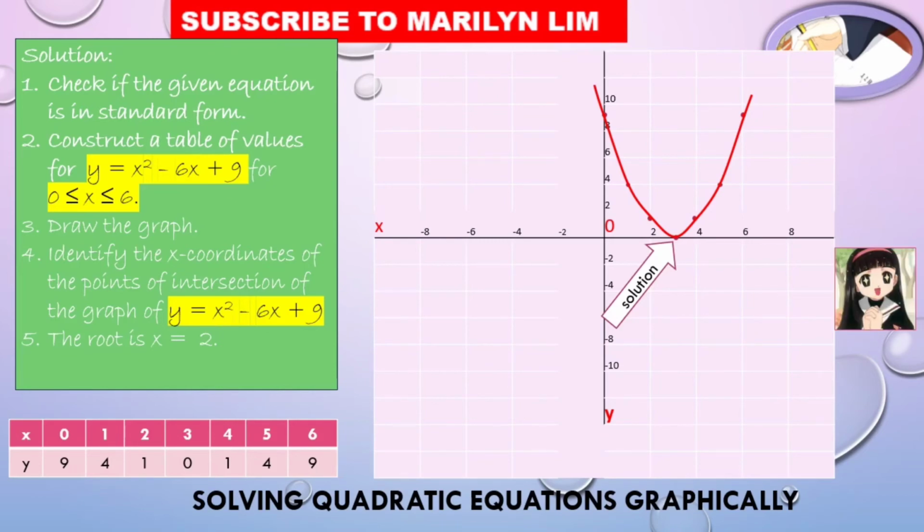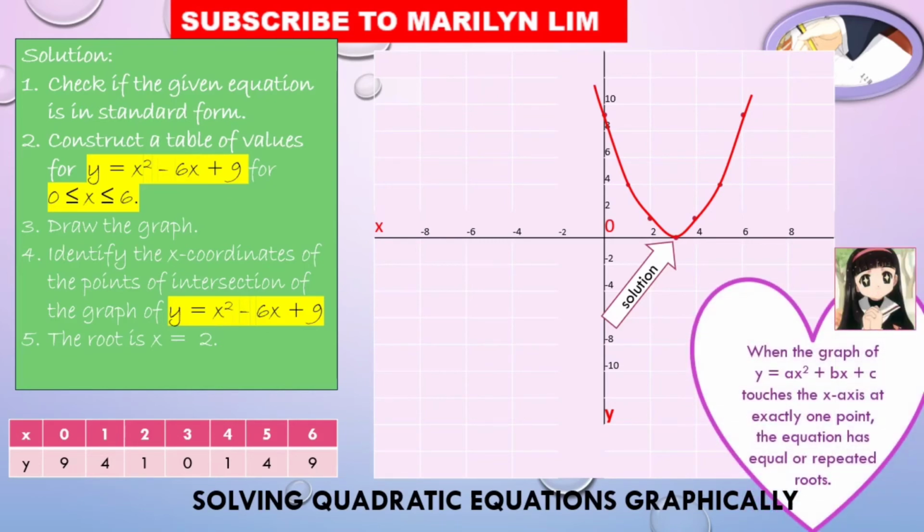So why only one? Okay, we have a reminder here: when the graph of y is equal to ax squared plus bx plus c touches the x-axis at exactly 1 point, so exactly 1 point, didn't we see that? The equation has equal or repeated roots. I hope that's clear. That's our example number 2.